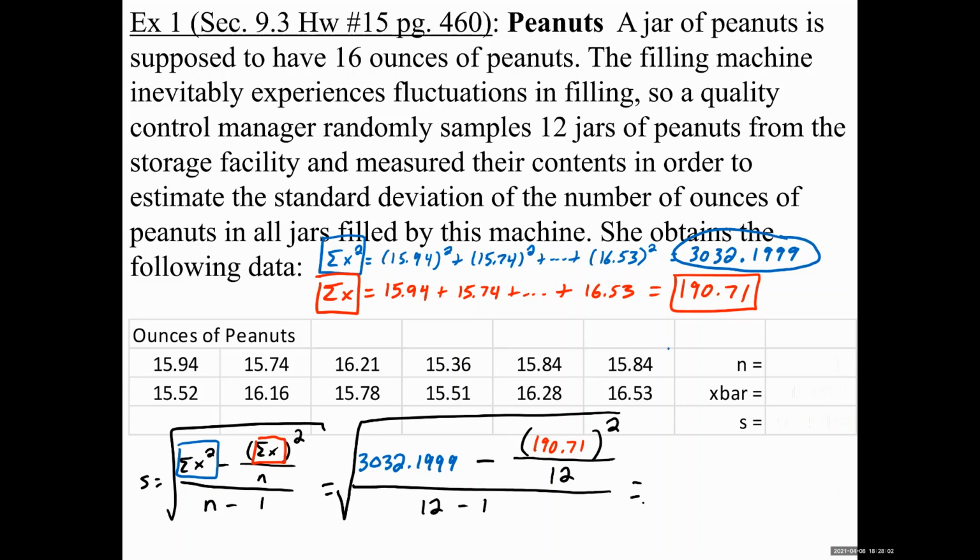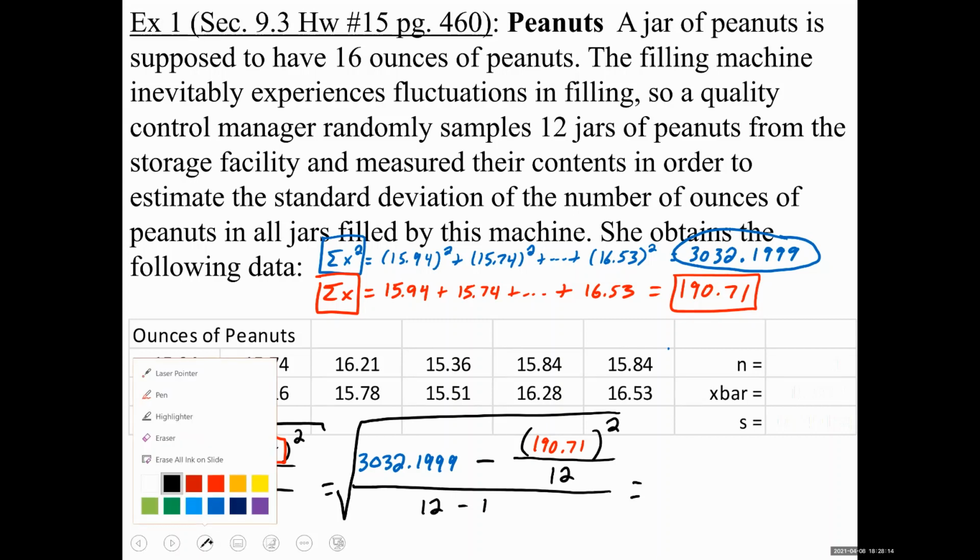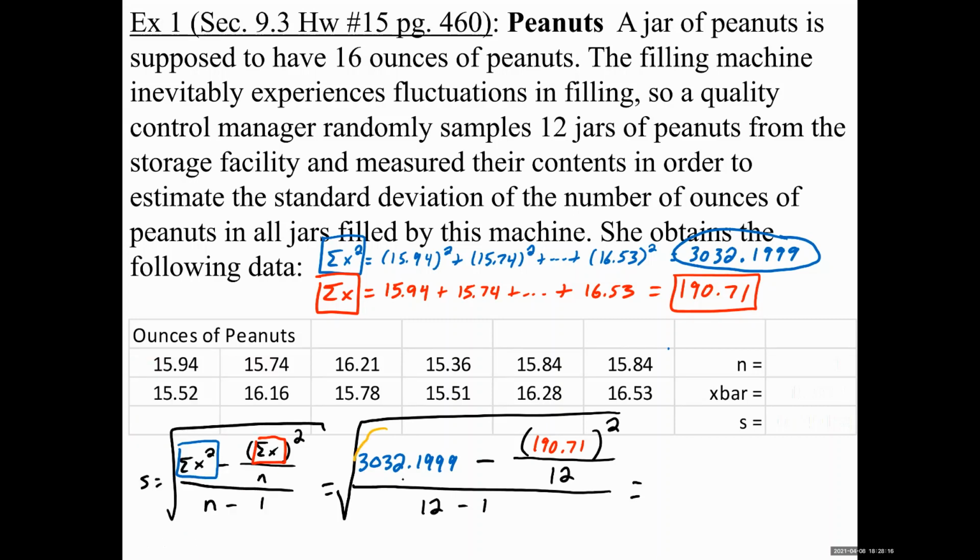So it's 3032.1999 minus open parentheses 190.71 close parentheses squared, divided by 12. I'm not going to write down the answer, but let me say it real quick so that when you're redoing the problem later, you can check it with your calculator. The answer to just this much on my calculator is like 1.34 or something. Then you're going to divide by this. Again, don't type 12 minus 1, just type 11. So divide by 11. Now the answer on my calculator is 0.1219 something or other.